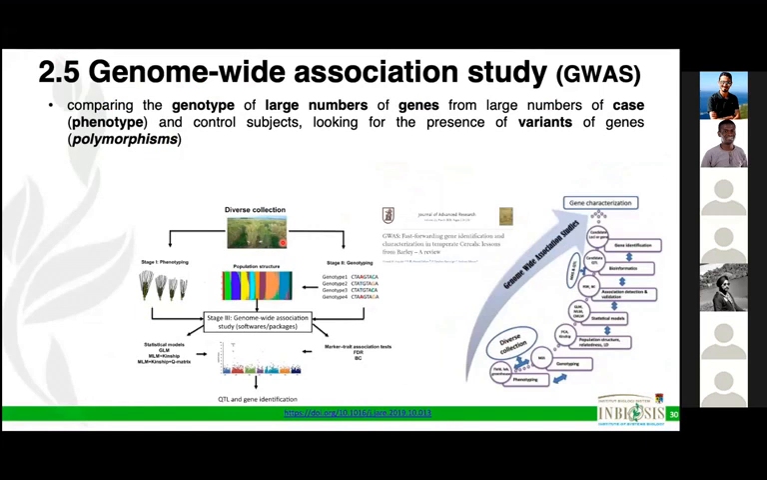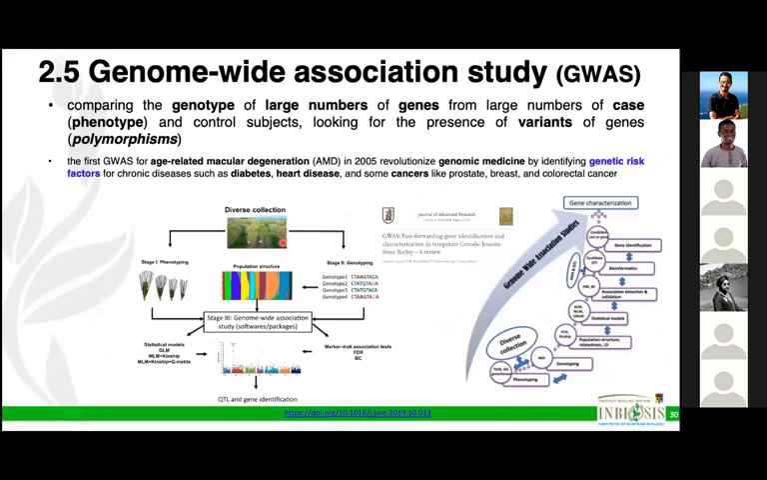It compares the genotypes of a large number of genes across a large number of cases with a given phenotype, to look for the presence of variants of the gene, known as polymorphism. GWAS was first done on humans, for age-related macular degeneration in 2005, so it's almost 17 years ago. It has revolutionized genomic medicine by identifying genetic risk factors for chronic diseases like diabetes, heart disease, and cancer. And currently it's very well used among crops to identify which loci, which genes are related to certain traits, and that can be used for marker-assisted breeding. So it deals with variant-trait association.